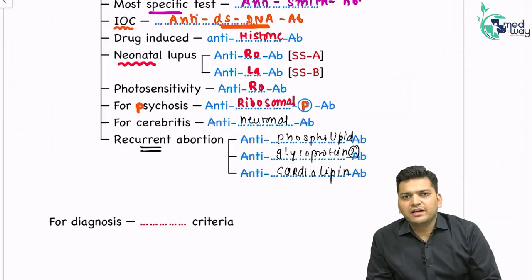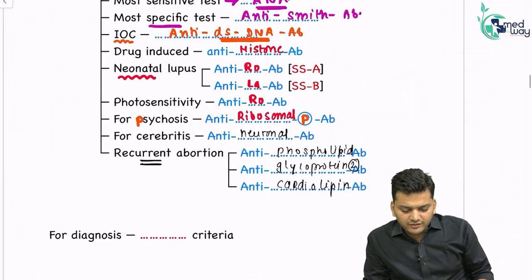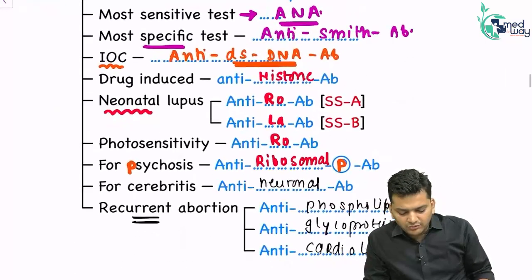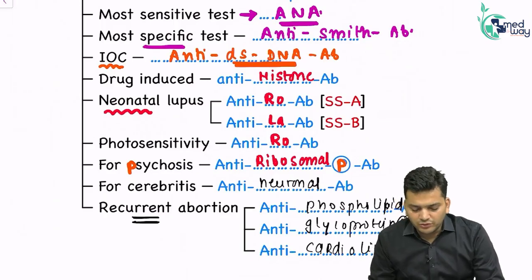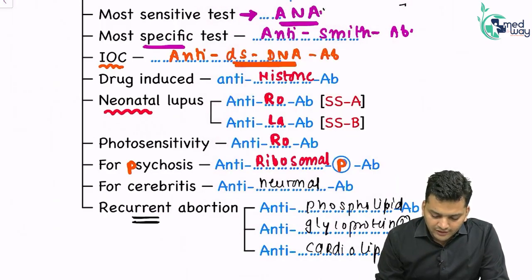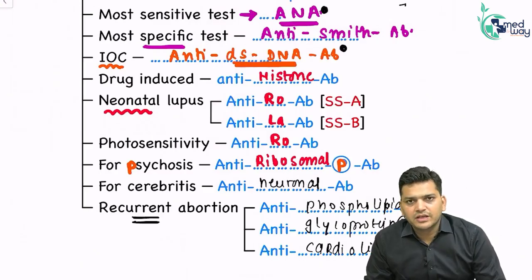So these antibodies can lead to recurrent abortion. So the point is, what are the various tests that we are going to do? One of the first tests that we do in SLE is going to be ANA. It is very sensitive. Then the next test that you will generally do is ANA, then we go for anti-dsDNA antibody. That is the investigation of choice.